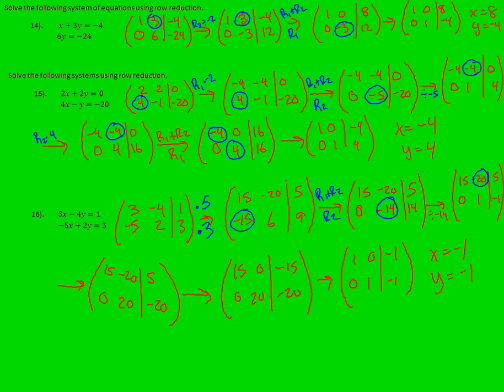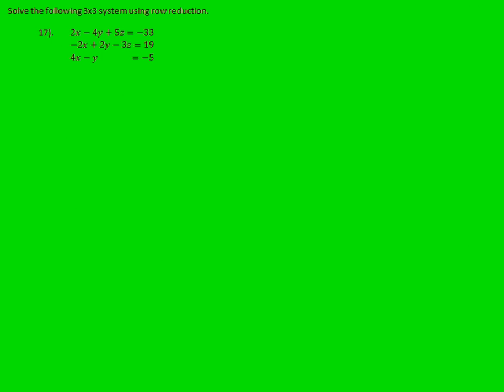Okay, now the fun part, the 3 by 3s. Again, you're only going to have 1 on your test itself, but I gave you 2 just to have an extra 1 to practice. So let's start with the matrix, 2, negative 4, 5 with negative 33.